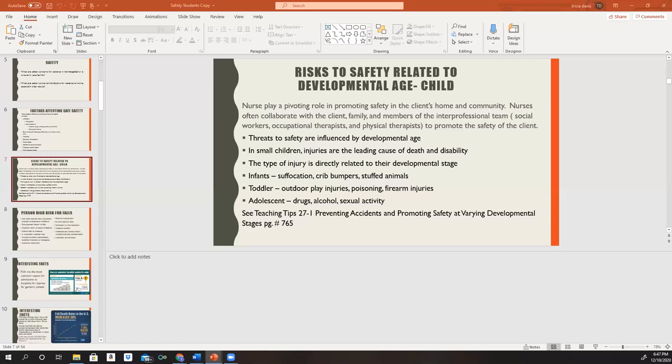And then you have your adolescents, your teenagers. Their risks are drugs, alcohol, sexual activity, car accidents, things like that. But if you wanted more information on that, you can just go to page 765, and Table 27.1 gives you more information about that.